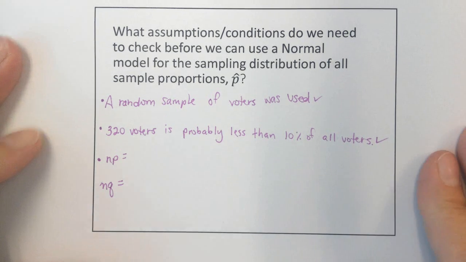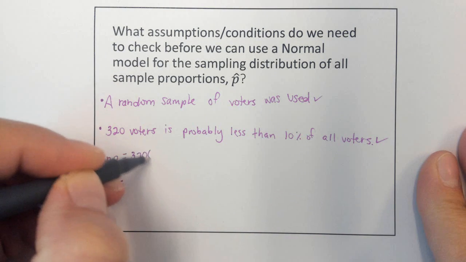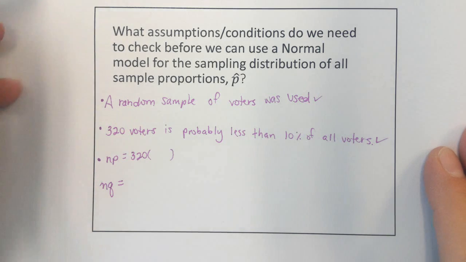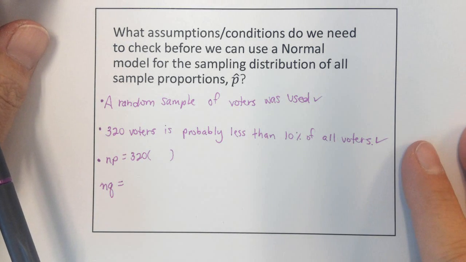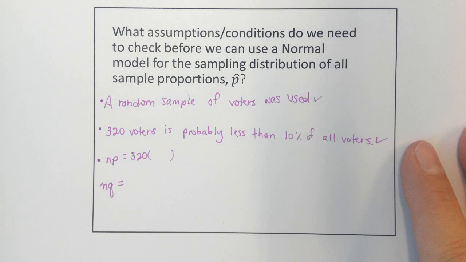Okay, so N is 320. P is unknown. Darn, now what am I going to do? I don't know P, because P is the true proportion of voters who are going to vote for the school budget. What do I do? Okay, well, what do I know? I know P hat. P hat's supposed to be, if I have a representative sample, pretty darn close to what the truth is. So in the absence of P, I'm going to use a P hat.